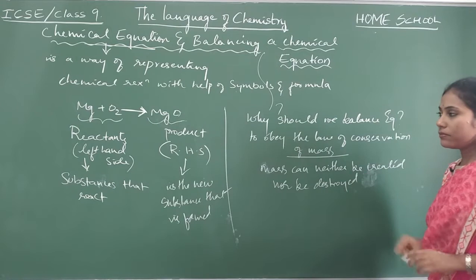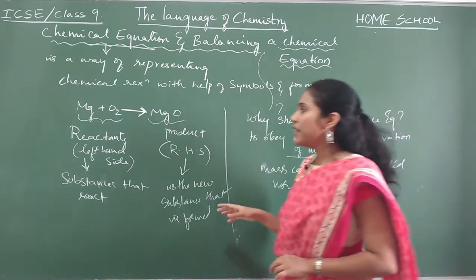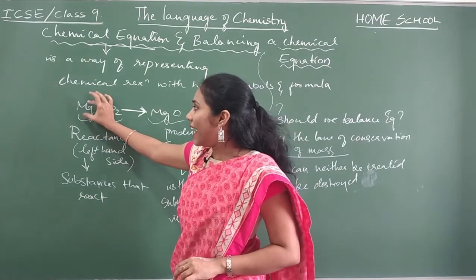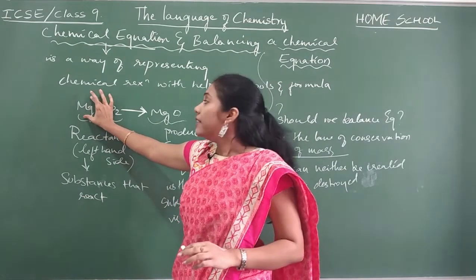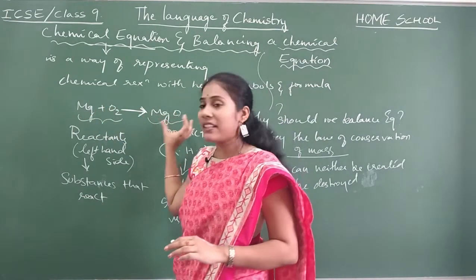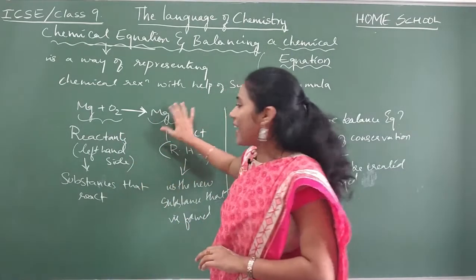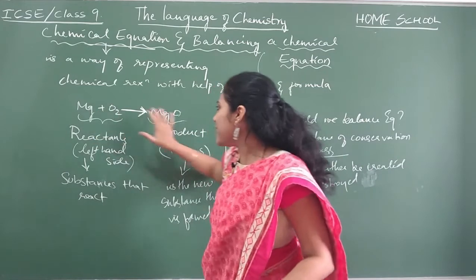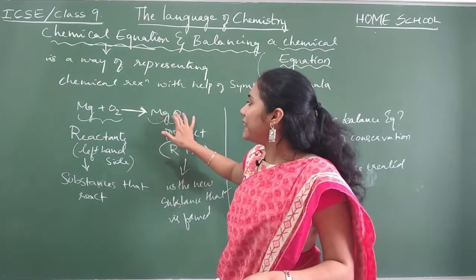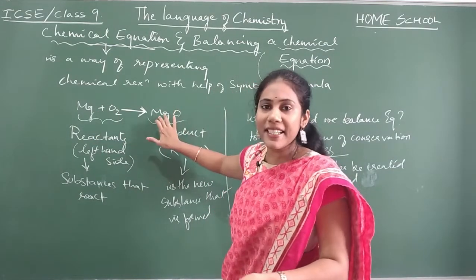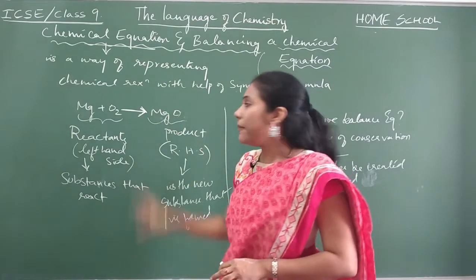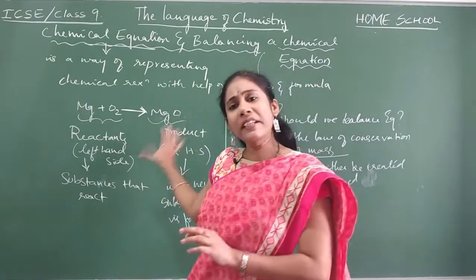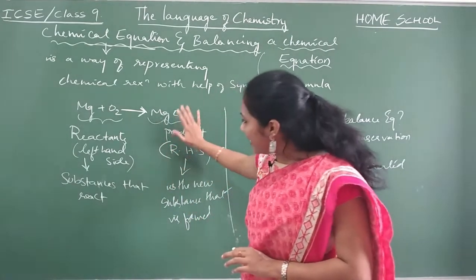Yes or no? What do you mean by that? Say for example, if I take one atom of magnesium, that one atom of magnesium must be produced as a product in some other form. It may not be there as pure Mg. It may be there in the form of MgO. Here it is there in the form of MgO. But when you take one atom of Mg for a reaction, that one atom of Mg must be there in the product also.